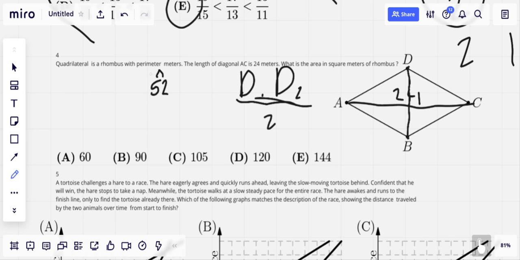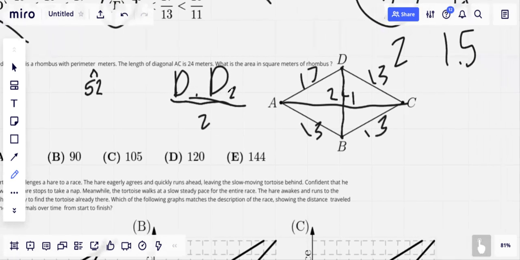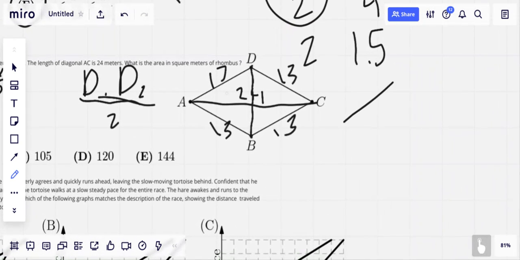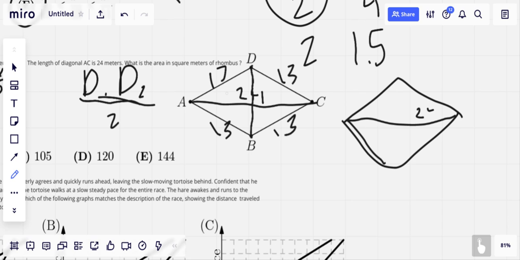So in a rhombus, all the sides are congruent. If the perimeter is 52 and there are 4 sides, we can divide 52 by 4 and we would get 13. So 13 here, 13 here, 13 here, 13 here. So let's draw out a nicer picture of that. This is 24, this is 13, and this is 13. So basically, what we're trying to find out is this value.